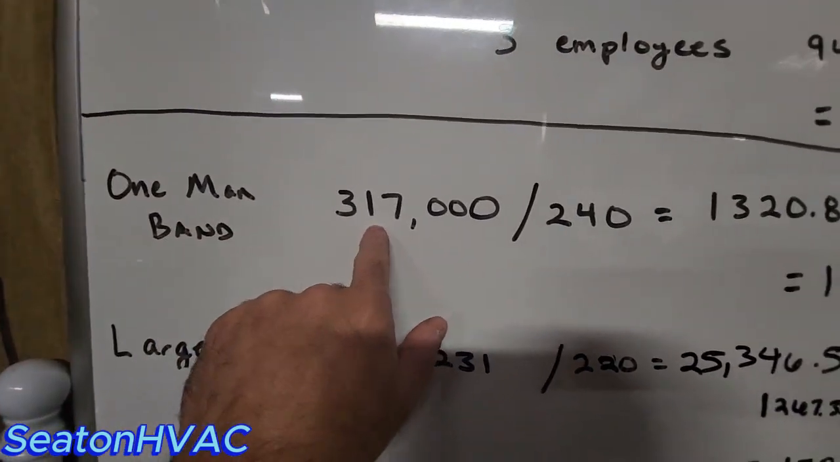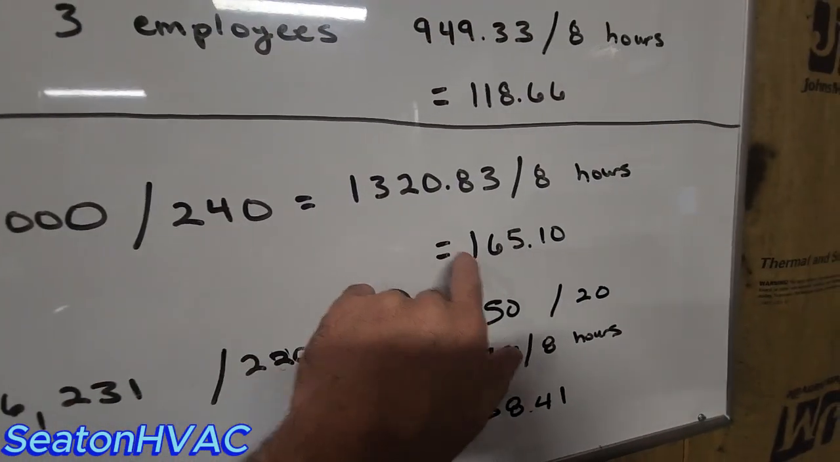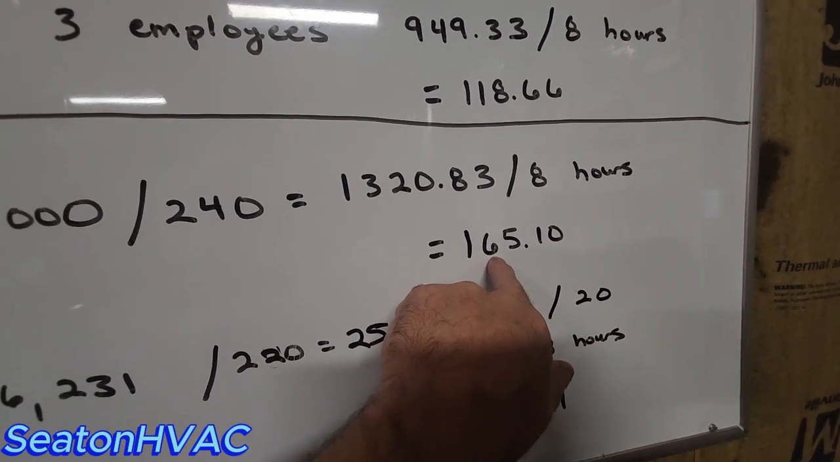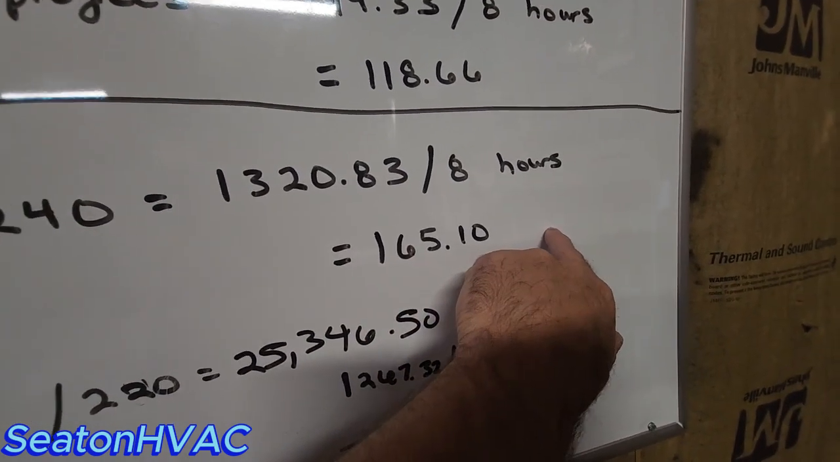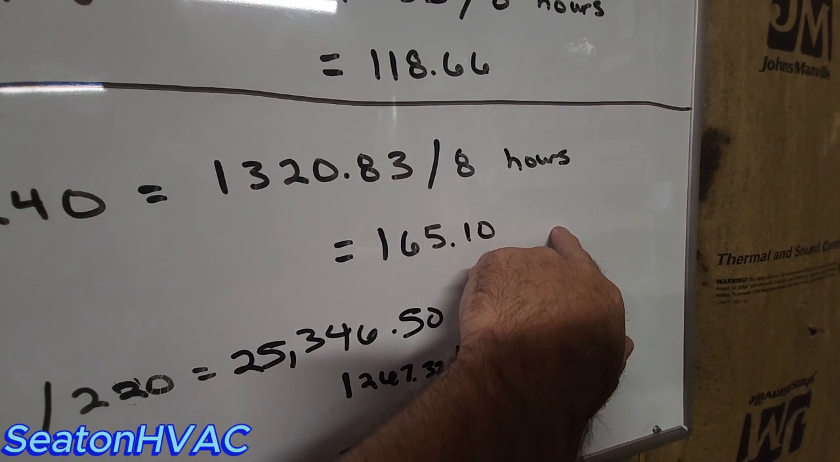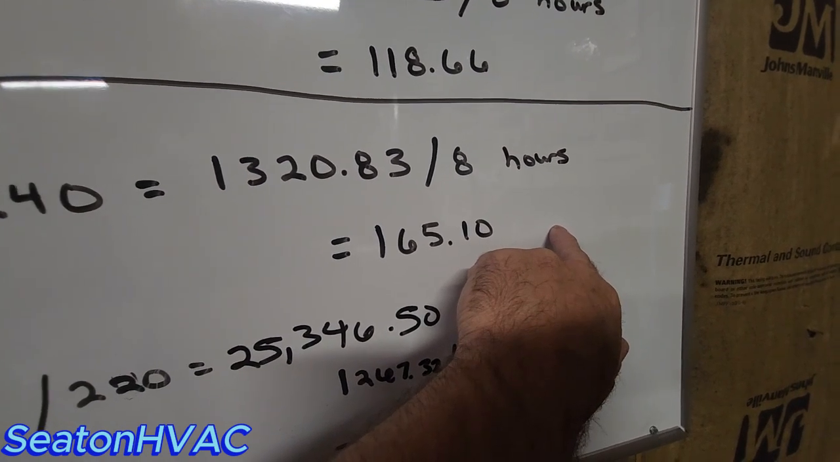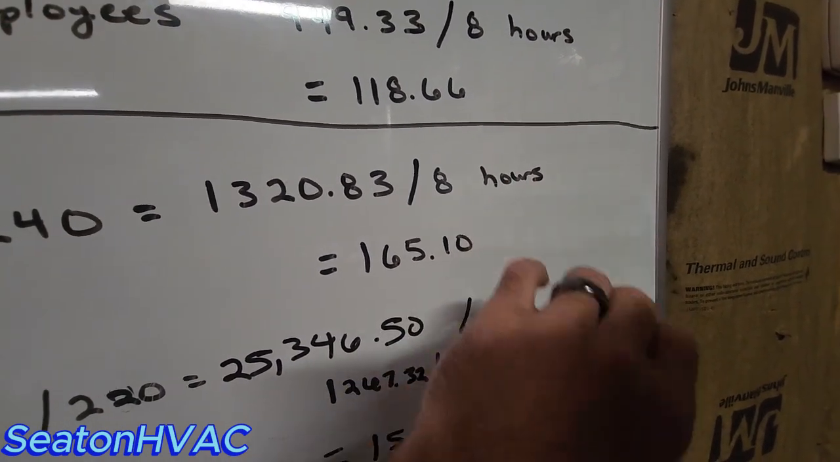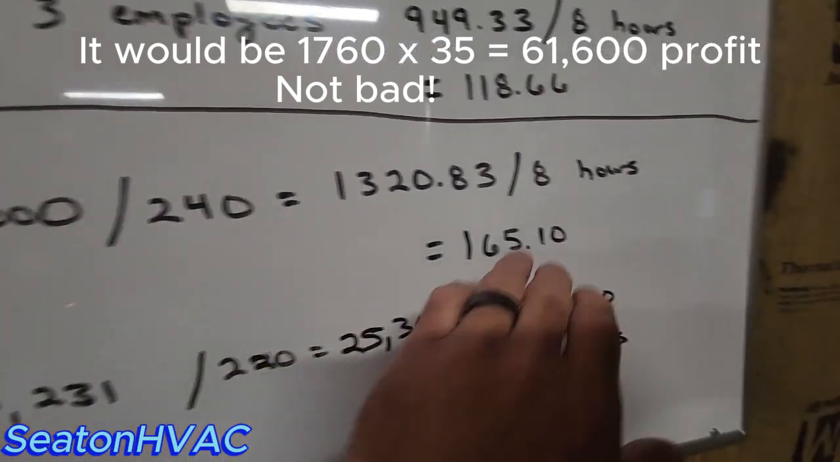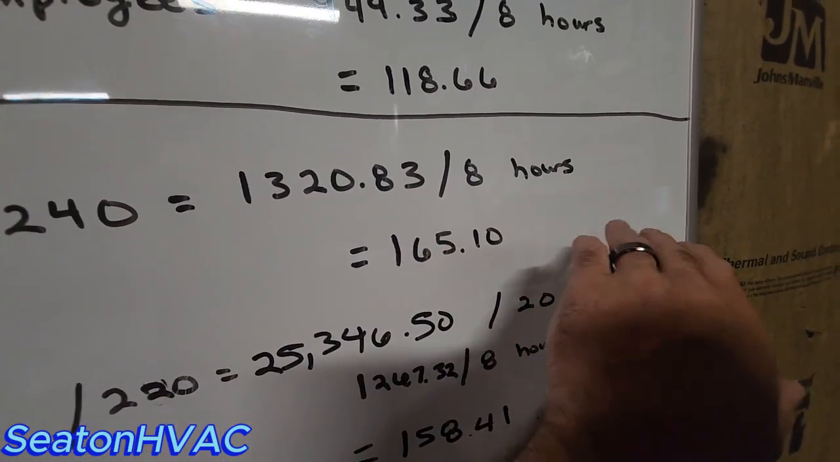One-man band's slightly different. I'll do a different scenario for this at some point, but let's say this is me and I'm charging 165. I could probably up this to 200 an hour, and that's 35. So I'm just icing on the cake. I'm already paying myself. I'm making money. This is just profit that would be going back into the company.